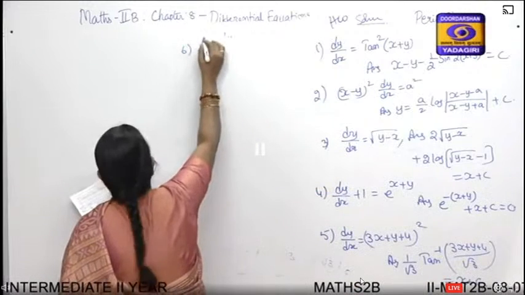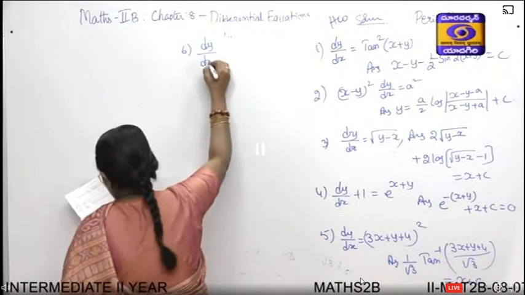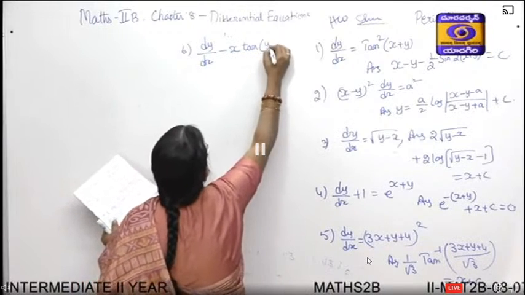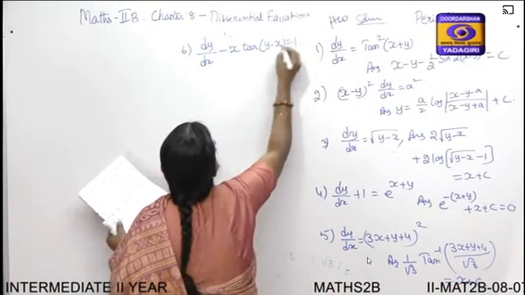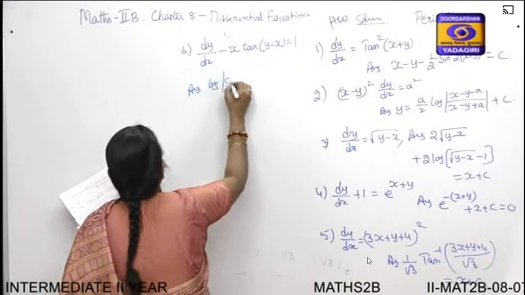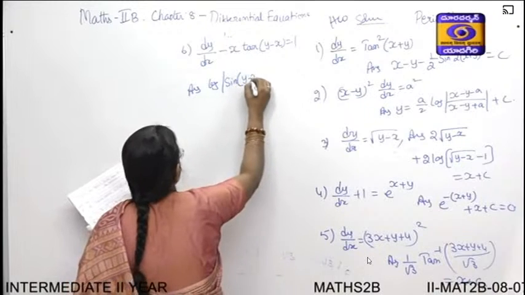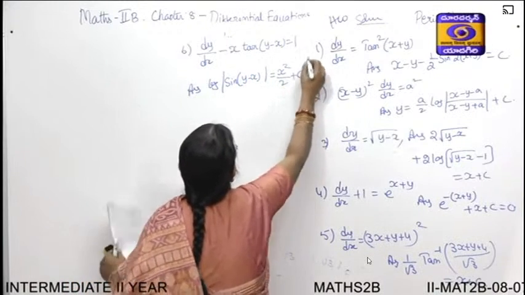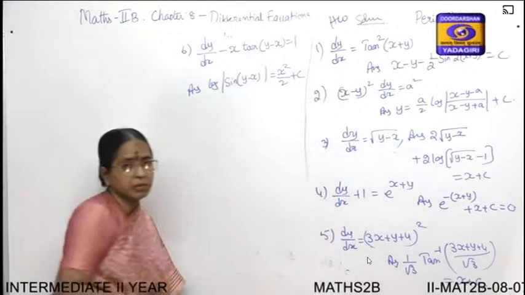Another problem. Last one, dy by dx minus x tan of y minus x is equal to 1. So for this, the answer is log of mod sin y minus x is equal to x square by 2 plus c. These are the problems.